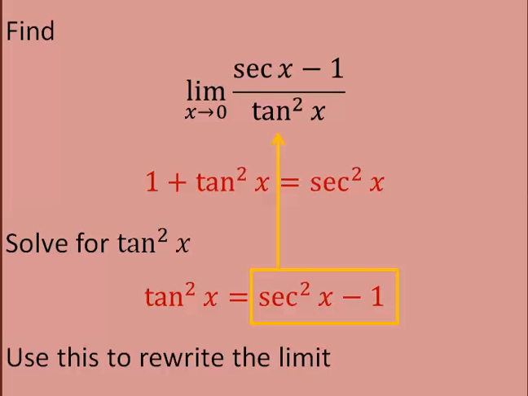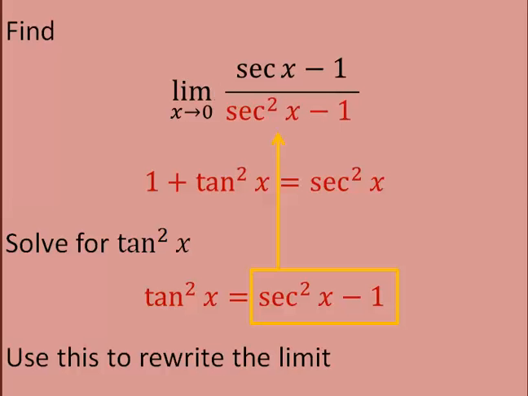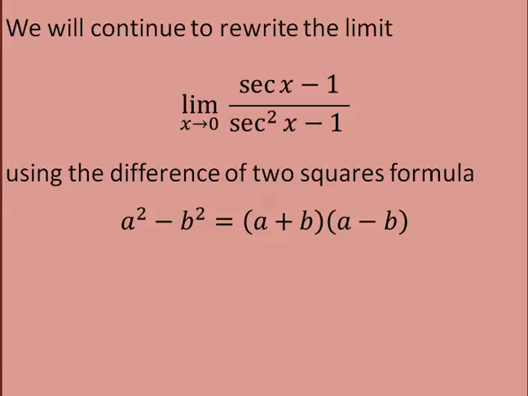And I use this to rewrite the limit. So in my denominator, I now have secant squared minus 1 instead of tangent squared. Next, I use the difference of two squares, a squared minus b squared.